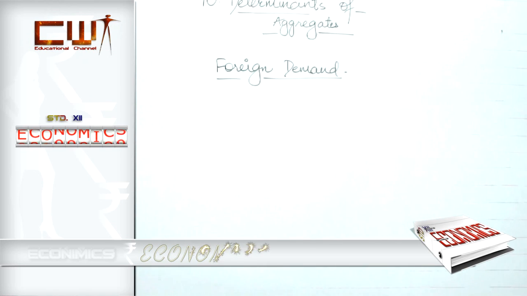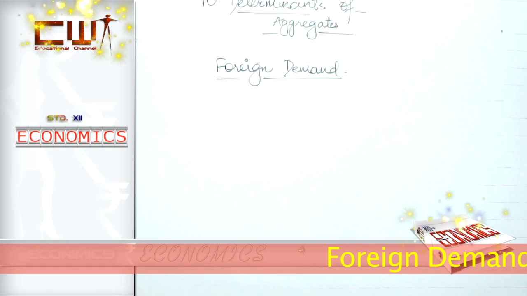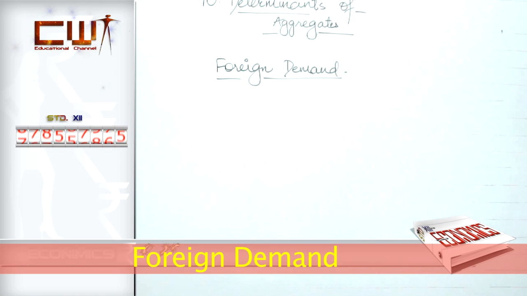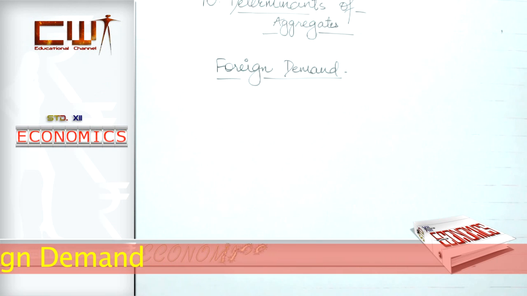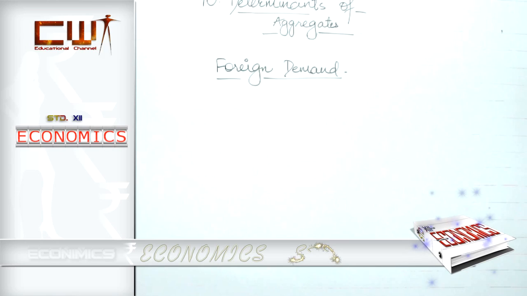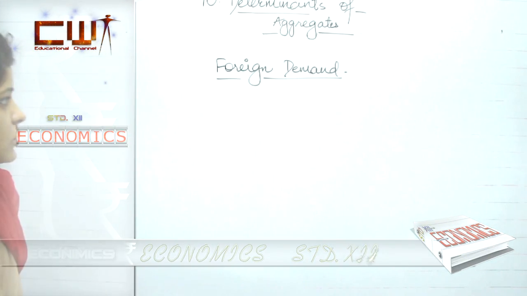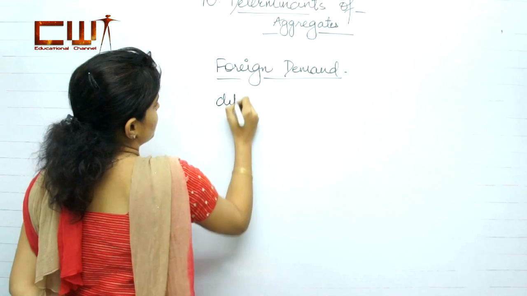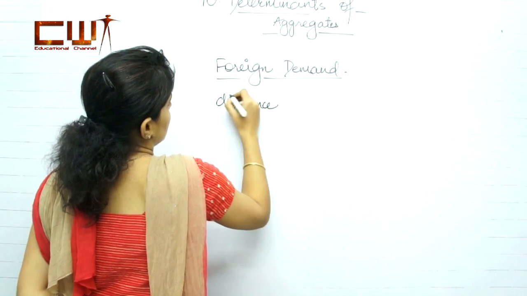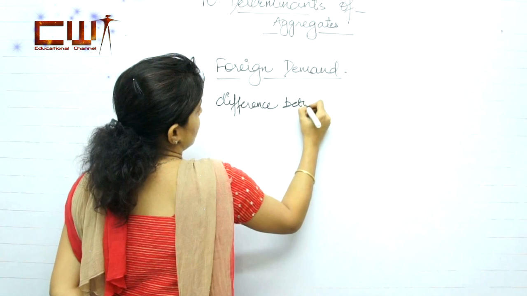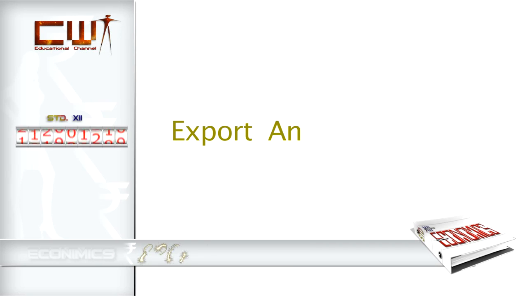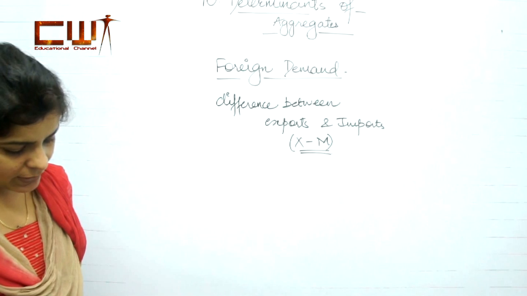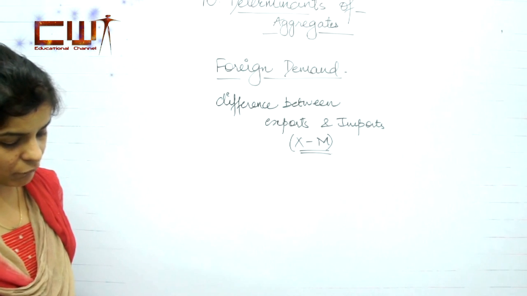Foreign demand is a part of the aggregate demand. Demand for a home country's goods and services from foreign countries is known as foreign demand. It is usually measured as the difference between exports and imports. The foreign demand can be positive, while it can be negative when exports are less. So it is basically the difference between exports and imports.